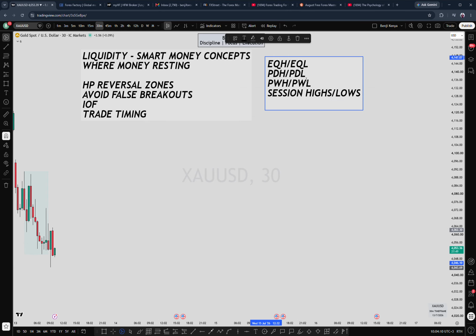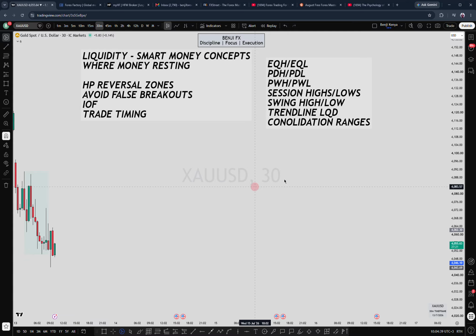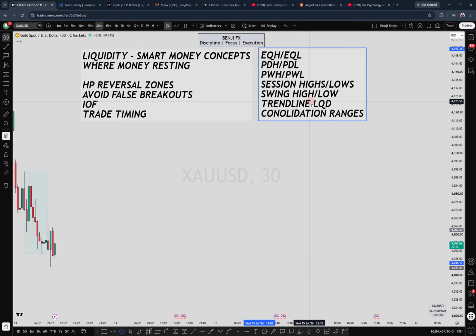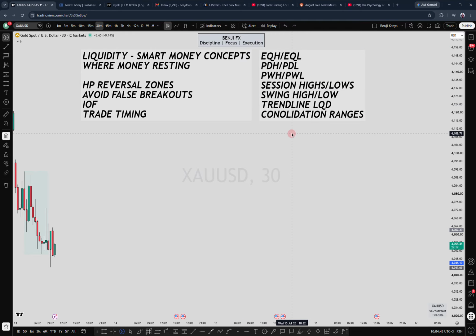Other areas we have are swing highs. You can have a swing high or even a swing low. Then we can have trend line liquidity, LQD. We can also have a consolidating market, consolidation ranges. That's where most of the liquidity is usually found. So these are the areas where we usually find a lot of liquidity resting, and it's important to understand all this.